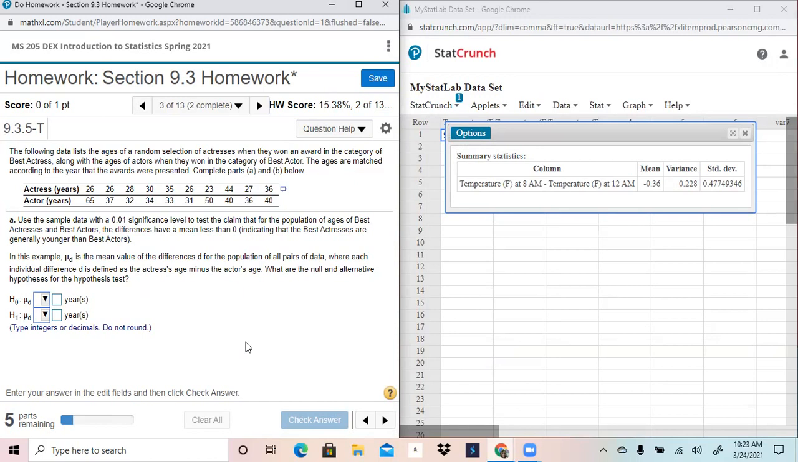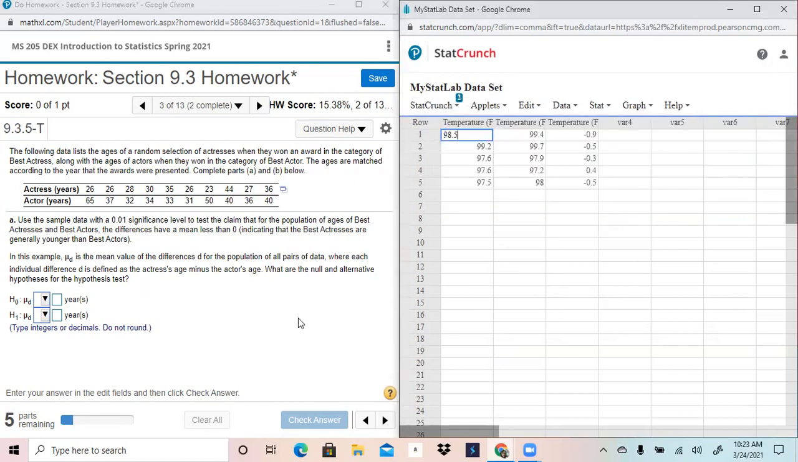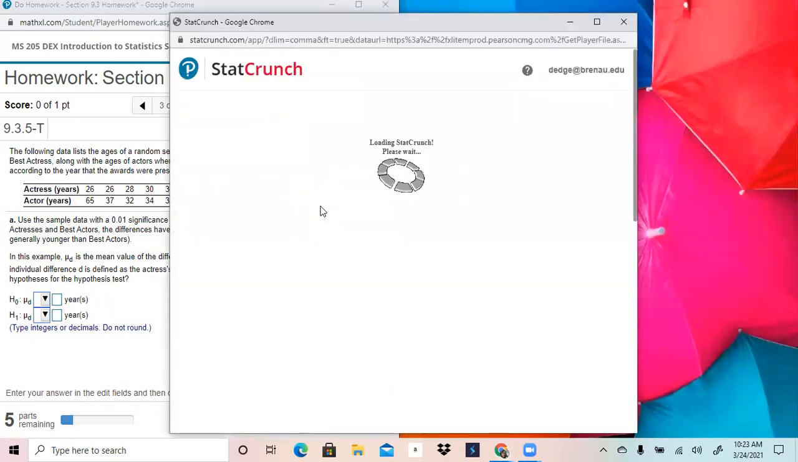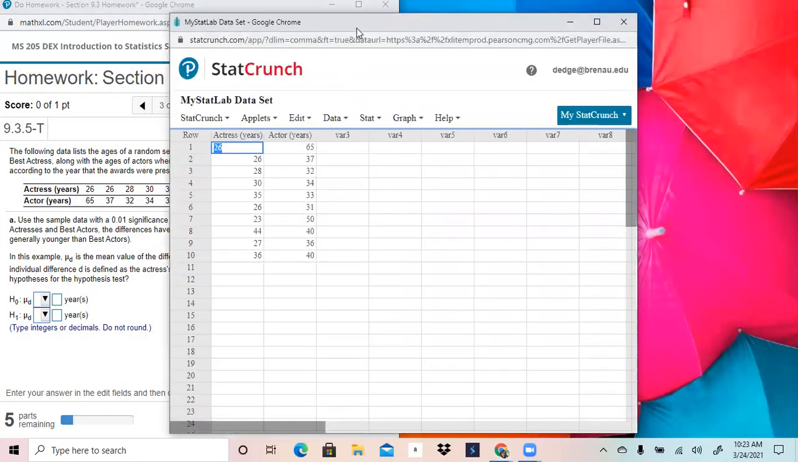Now, to set up this as a hypothesis test, I don't need the standard deviation because StatCrunch will go ahead and calculate it for me and just use it. I don't have to report what it is. I still will need to load these into StatCrunch.